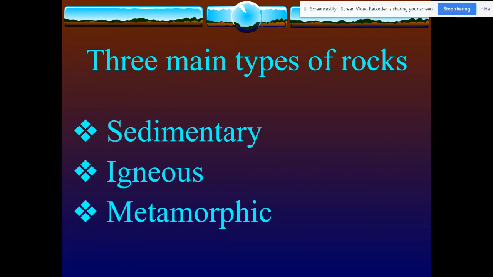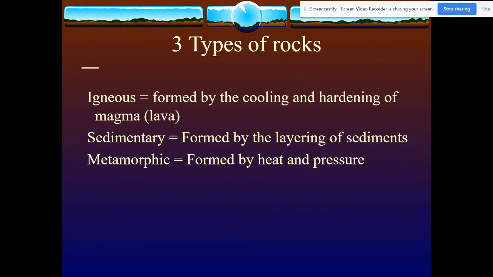So we've got three main types of rocks, and we're going to get into definitions of these in just a minute, and then further explanation as we go along. So: sedimentary, igneous, and metamorphic. Those are the three types of rocks that we are specifically looking at. So igneous is formed by the cooling and hardening of magma, lava. Sedimentary is formed by the layering of sediments. And metamorphic is formed by heat and pressure. So that's what's going on with that. Let's get a little more detail.